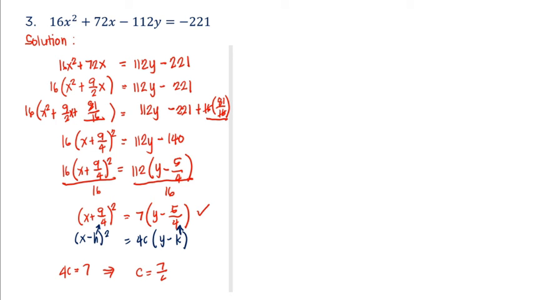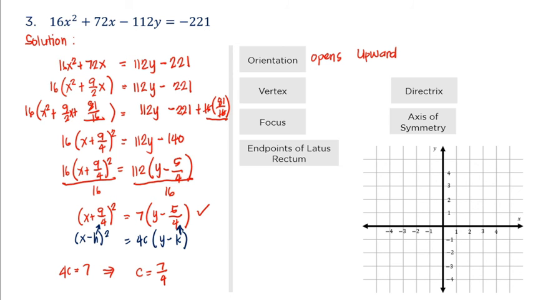So we can now identify the properties. First, the orientation. So the orientation, it opens. Okay, since x is the one squared and we have positive 4c, so it opens upward. Next, the vertex is (h, k). So we have (h, k) here, and that is equal to, our h is, since positive 9 plus 9/4, negative 9 over 4. And since negative 5/4, it becomes positive 5/4 here.